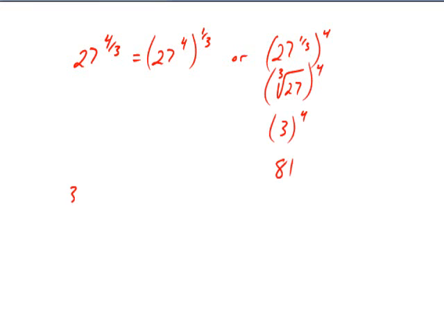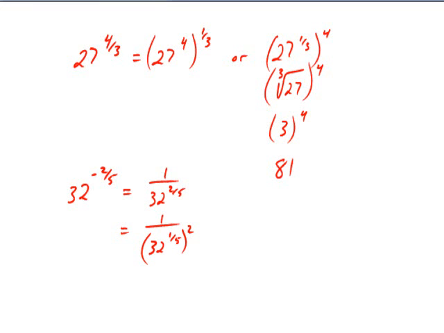Or, let's look at this example. 32 to the negative 2/5. Let's get rid of the negative exponent. So 1 over 32 to the positive 2/5. That can be rewritten as 32 to the 1/5 all squared.